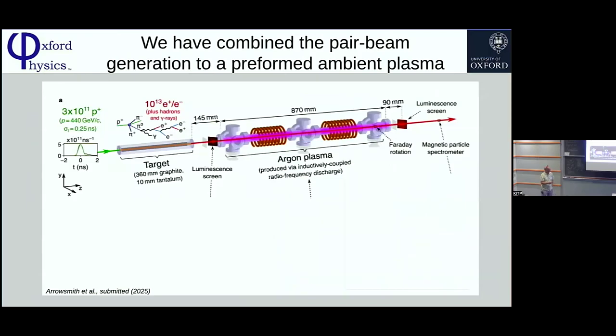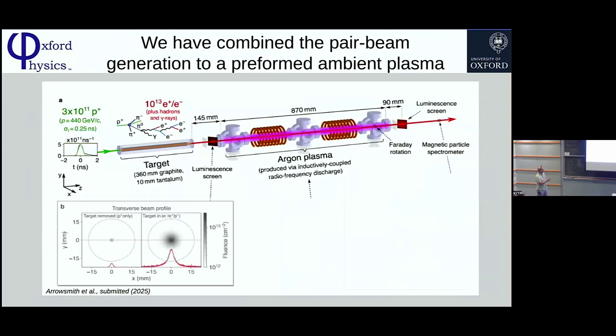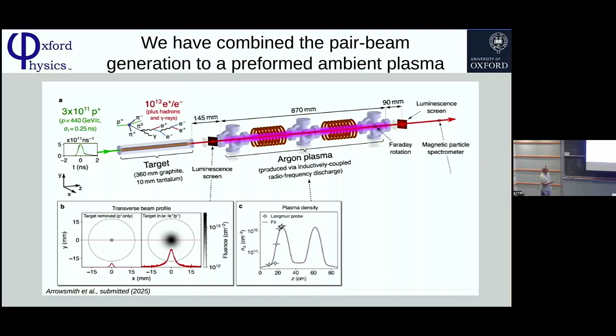So now the full experiment is this one. The proton beam goes into the converter target that I mentioned before. So from protons, you have electrons and positrons. And we measure the properties of this beam before it enters the plasma and after it exits the plasma cell. Then we characterize the entire plasma cell.